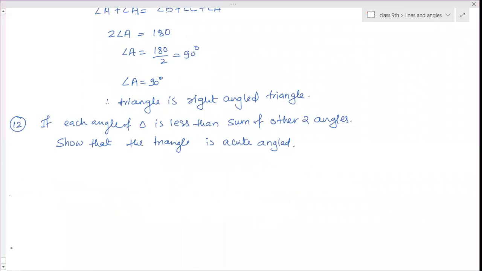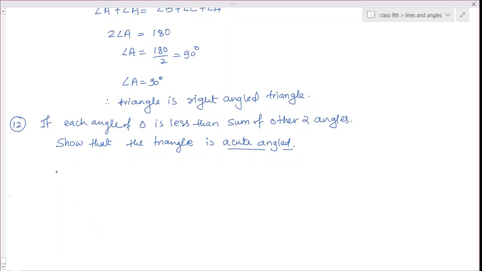What have they told here? Each angle of the triangle is less than the sum of the other two angles. Show that the triangle is acute angled. When can we say that this triangle is acute angled? When all the angles are less than 90 degrees, then only we can say that the triangle is acute angled, right? So we have to show every angle is less than 90.